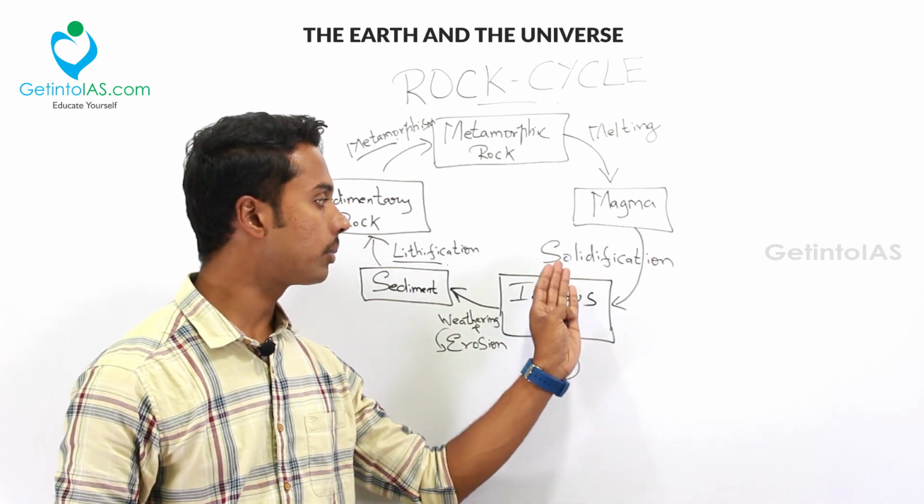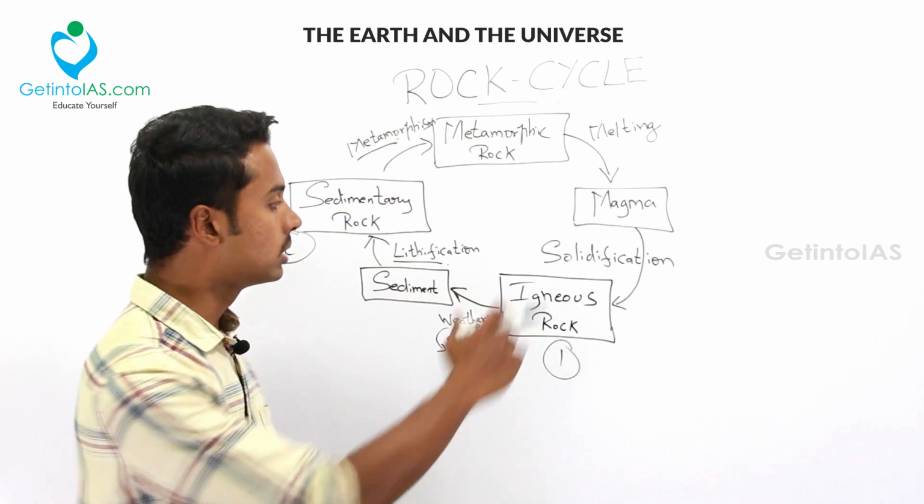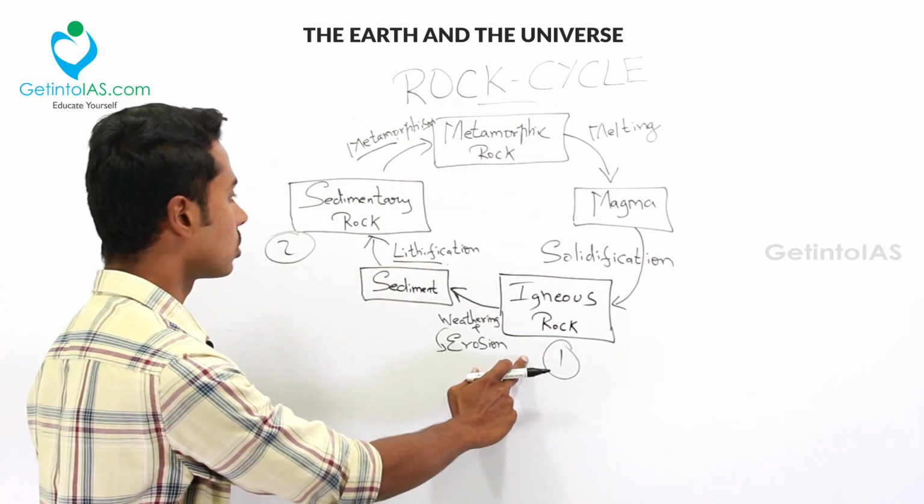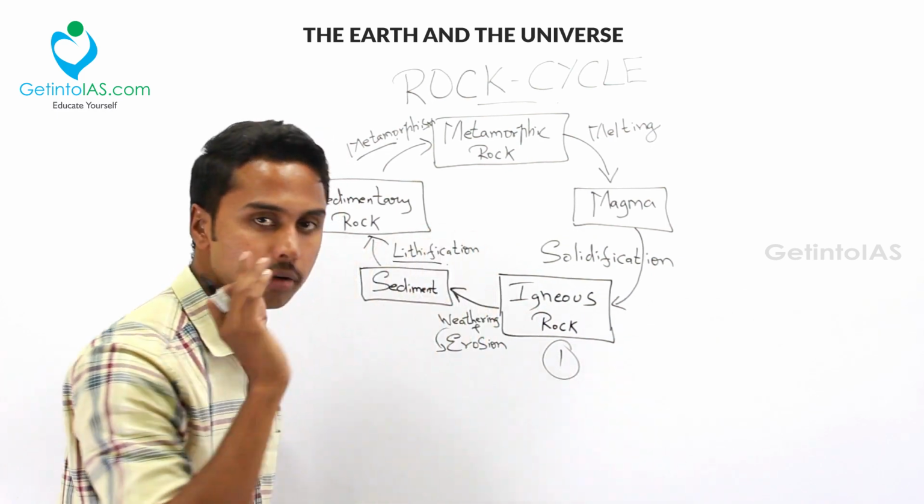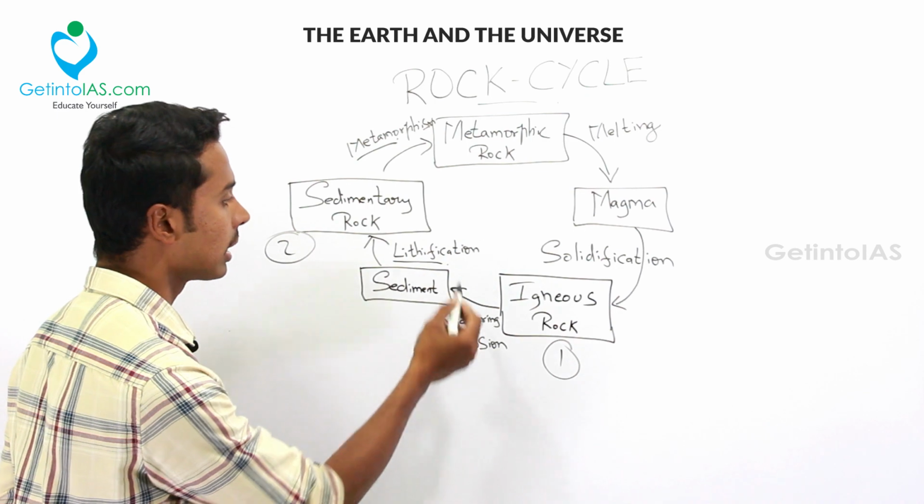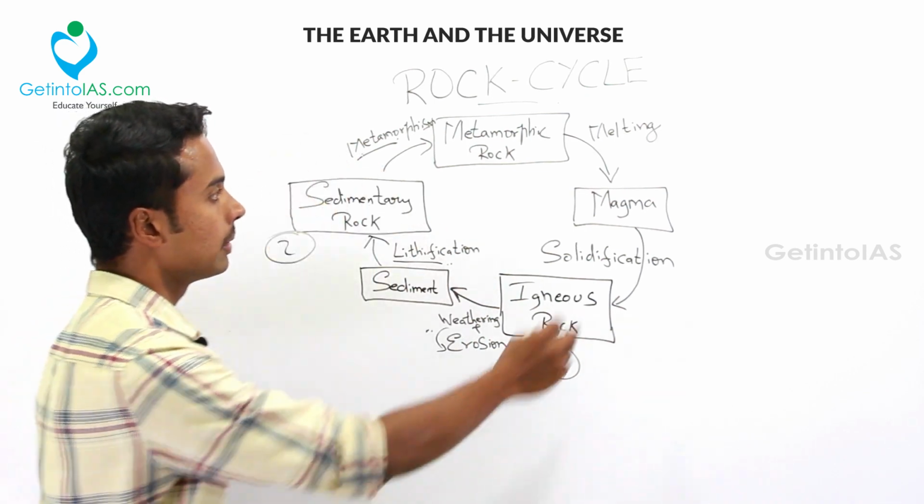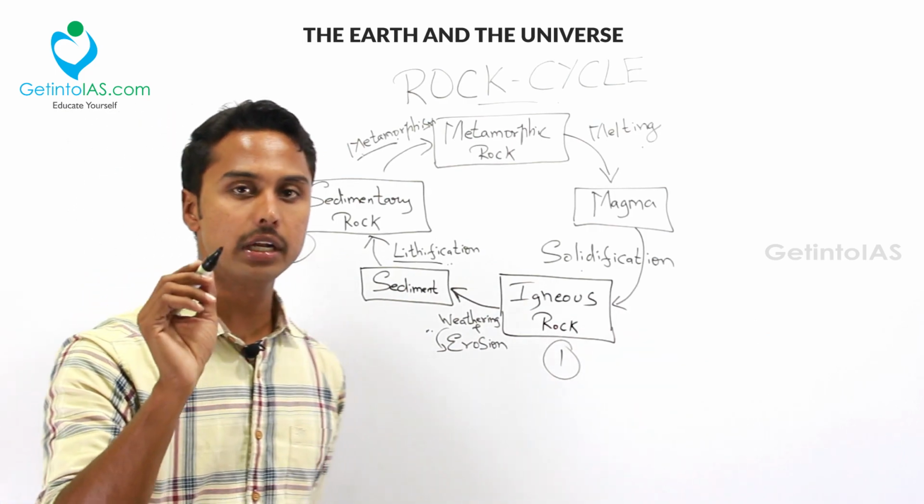Same thing happens with the process of solidification also. From magma, igneous rocks are again formed. So this cycle will be going on from igneous rocks to sedimentary rocks to metamorphic rocks, and again to igneous rocks. The very important thing with the rock cycle is to understand these processes: weathering and erosion, lithification, metamorphism, melting, and solidification, and where these processes happen. That is very important.